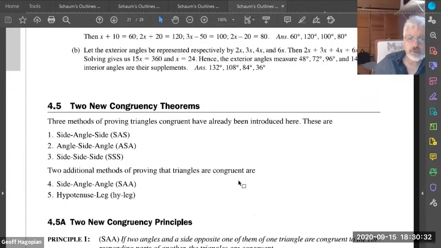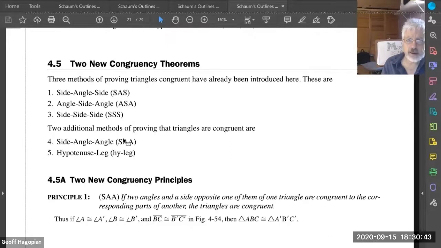Two new congruency theorems. So now armed with this, here are our old congruency theorems: side angle side, angle side angle, and side side side. Now we get side angle angle. And why is that? Well, if you know two angles, you know the third angle. And if you know all three angles and one side, then you have angle side angle, right? So this follows from the fact that the sum of the interior angles is always 180. So if you know two of them, you can compute the third.